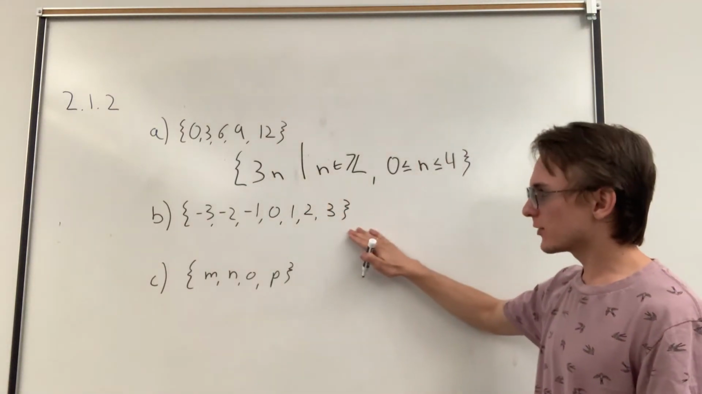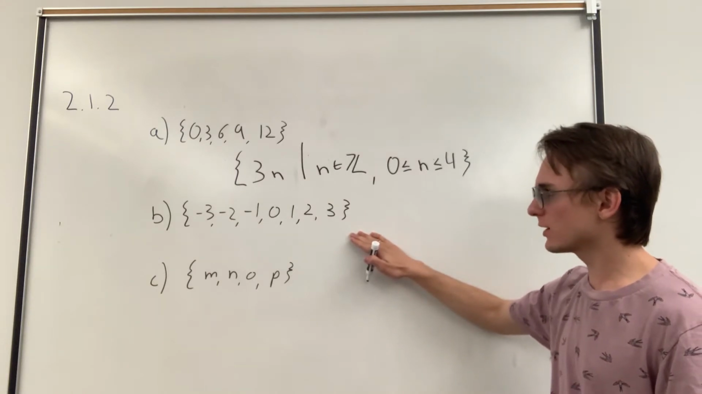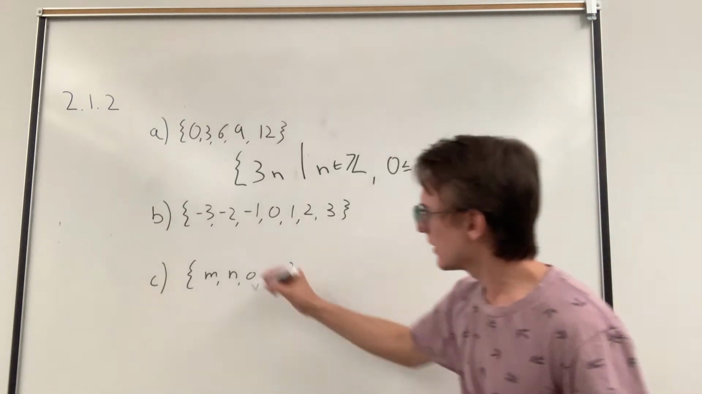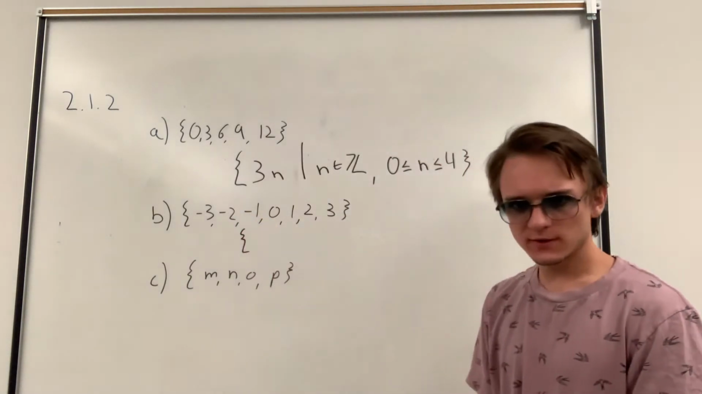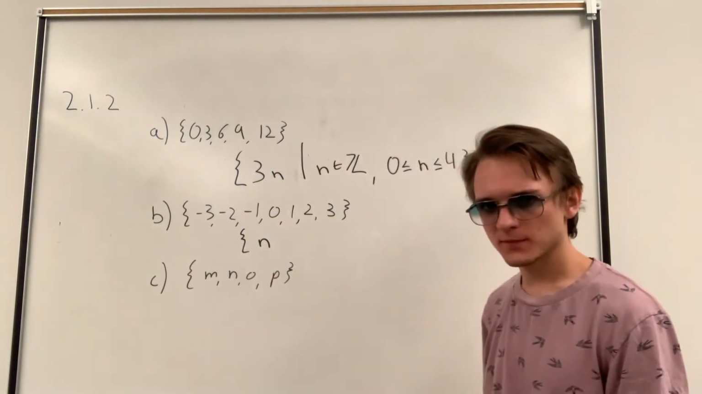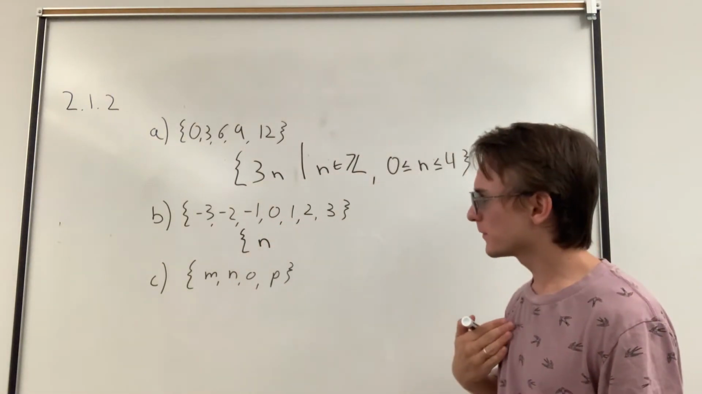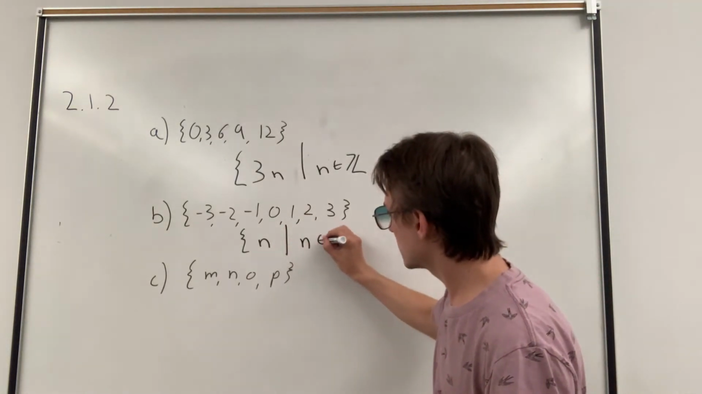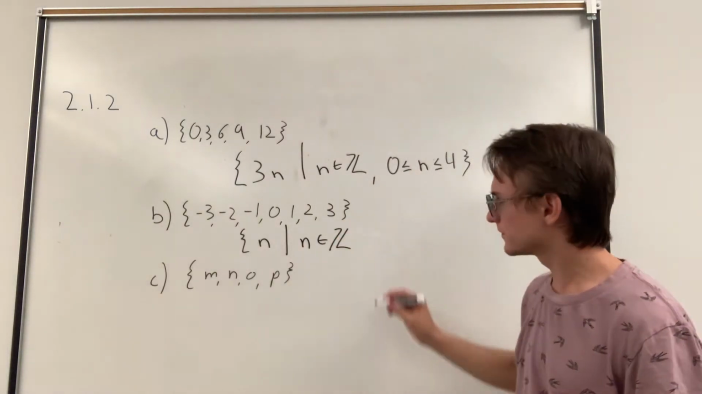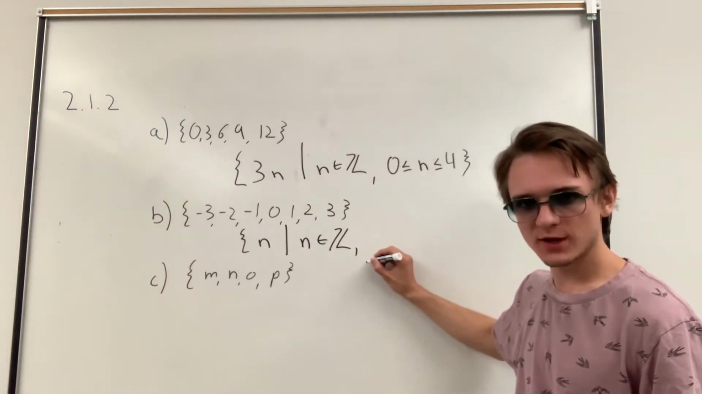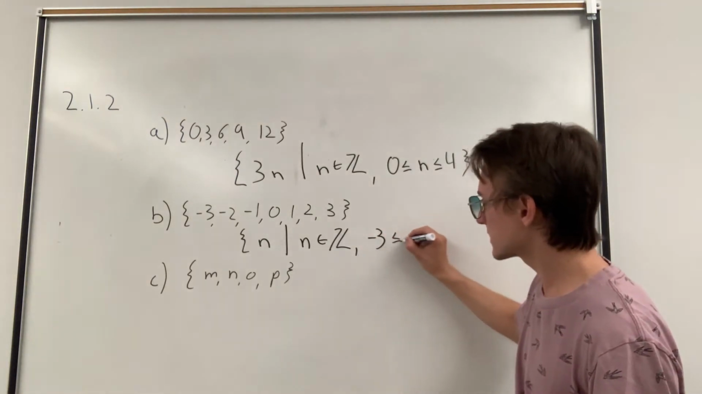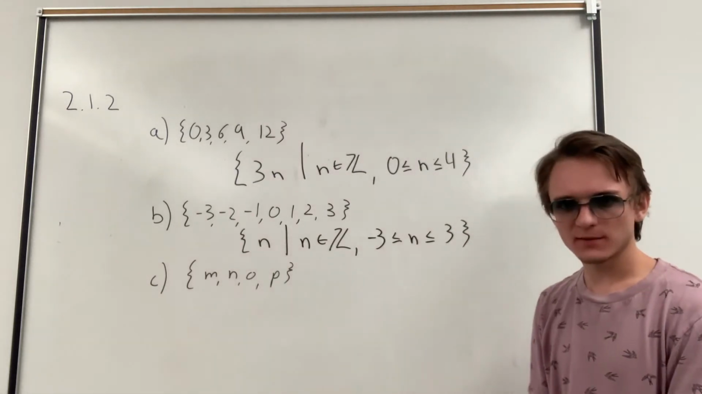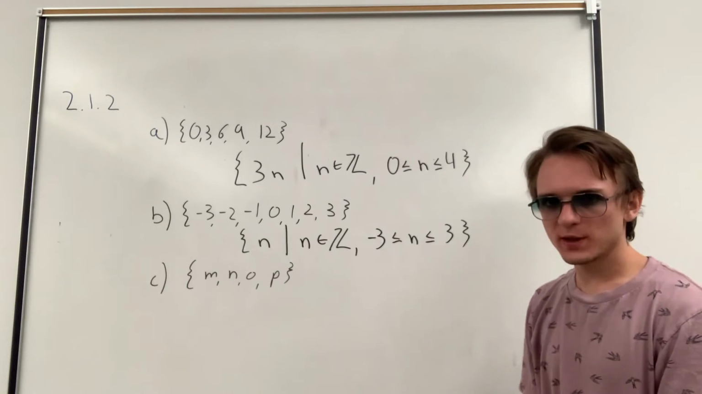Okay, B. Negative 3, negative 2, negative 1, 0, 1, 2, and 3. We do the same thing like we did up here. We have a bunch of integers, so we begin with n. Now n is specifically narrowed down to the set of integers. So n is in the set of all integers. Furthermore, we have another condition. Negative 3 is less than or equal to n, which is less than or equal to positive 3. And we're done.